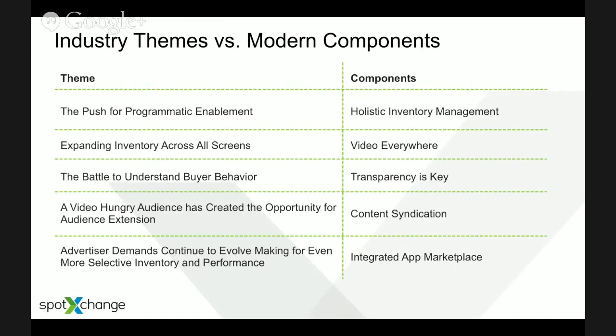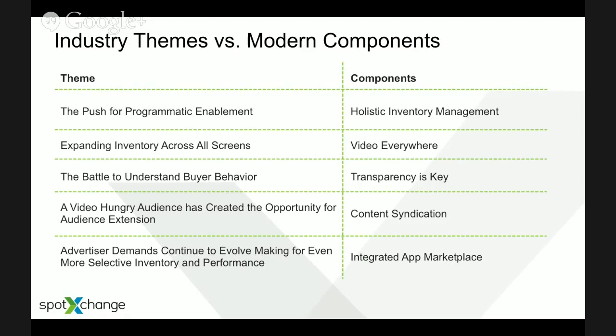So to recap what we've talked about today, I want to take a look at the industry themes versus the modern components we talked about. So the first is the push for programmatic enablement and how a holistic inventory management, more unified approach allows publishers to expose all their inventory out to all their buyers at the same time and allow the highest bidder to win. With the growth of mobile, how your tech vendor should be able to have your inventory to maximize it across all of your different devices and allow publishers to be agnostic for how they want to sell and trade.